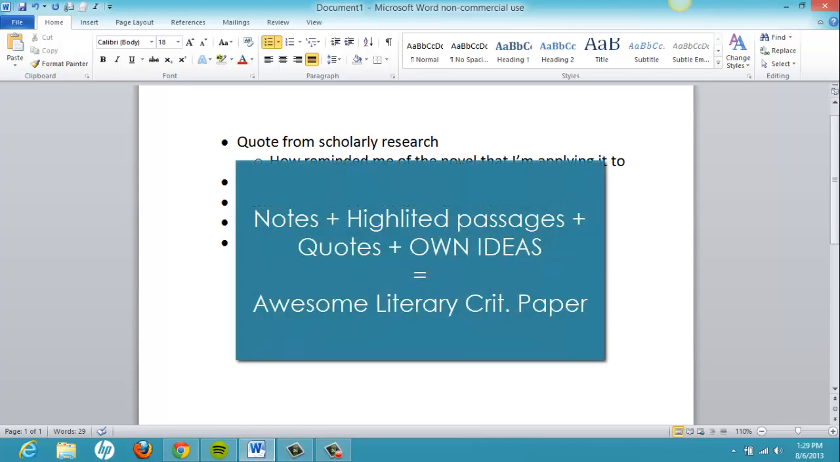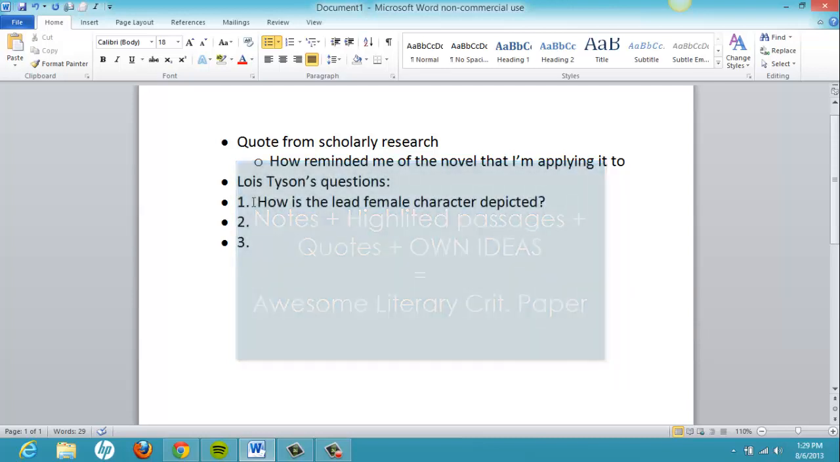I'm going to use my notes, my highlighted passages, and quotes from both Speak and Judith Butler's essay to help write this paper. I need to make sure to incorporate these quotes in my paper too. Now, the only step I have left is the hardest part, getting all my ideas down on paper.